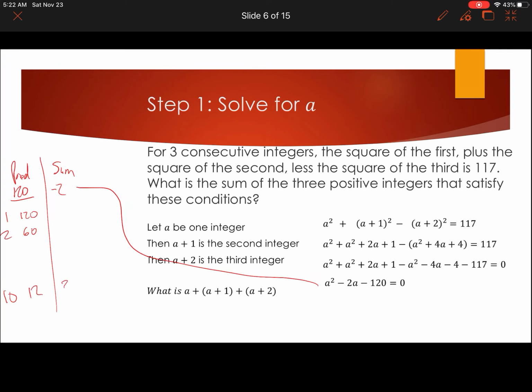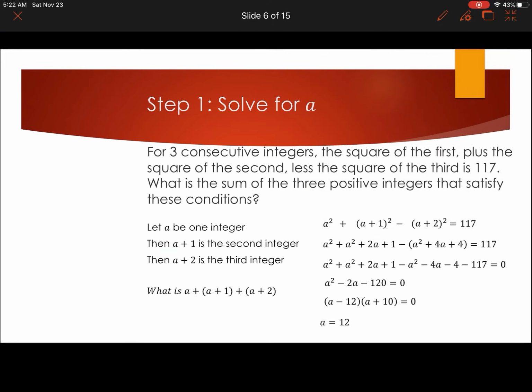12 and 10, but they don't sum to minus 2, they sum to 22. What about minus 12 and 10? Minus 12 and 10 add up to minus 2. And that's how we got a minus 12, a plus 10. Which means, in order for this to be 0, a has to be 12, or a has to be equal to minus 10. So we have two possible solutions: a equals 12 or a equals minus 10.